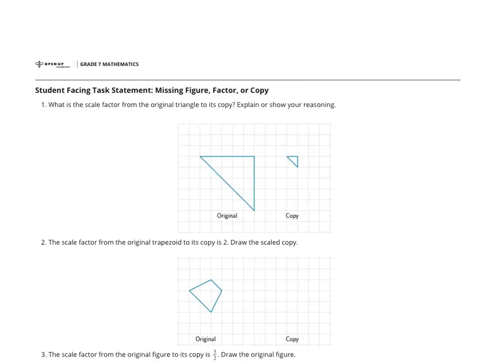So we're going to jump over to page 43. At the bottom it says missing figure, factor, or copy. What is the scale factor from the original to its copy? Explain or show your reasoning. So it's at the bottom of page 43, but really the activity is on the next page with these triangles and with these shapes. So turn to page 44.